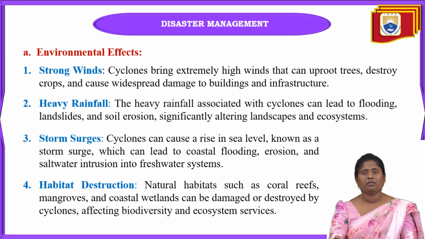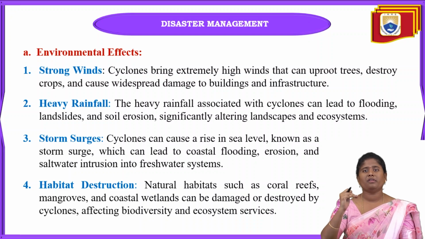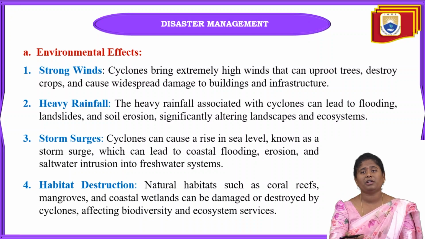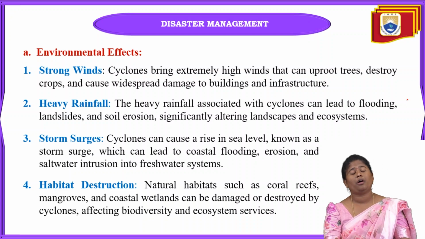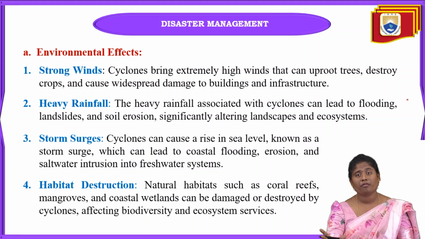What is meant by storm surges? When any cyclone occurs, the water reaches a high sea level. In the ocean or in the river, when water reaches a high level point, that is called a storm surge. When storm surges happen, they lead to floods, erosion, and salt water intrusion into the fresh water system. Storm surges can occur in seas or oceans, and because of them there will be so much soil erosion and floods.